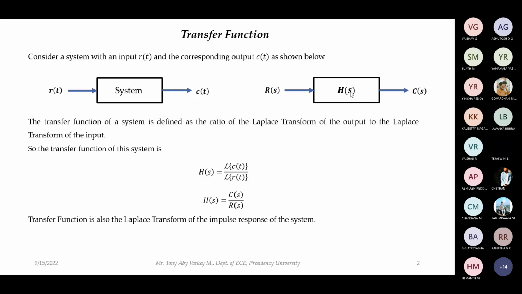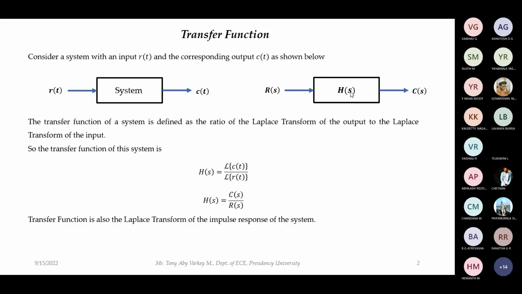Ramp response means it is the response or output of the system when you apply a unit ramp signal. Response means actually output. That is why it is called impulse response: the input is an impulse. Step response means the input is a step. Ramp response means the input is a ramp. Is it clear? Yes, sir.